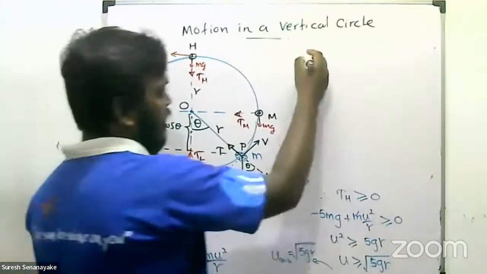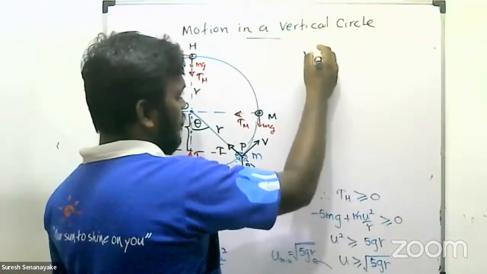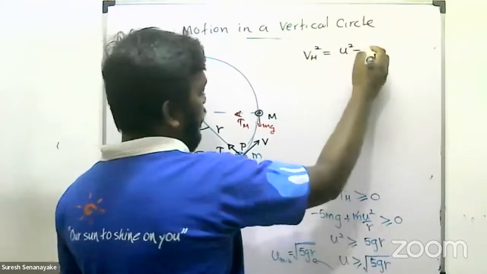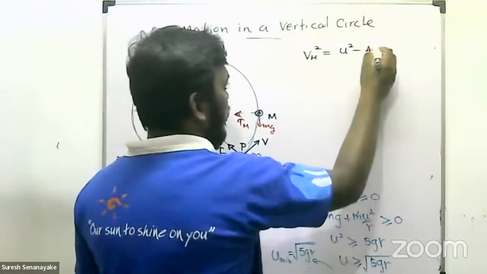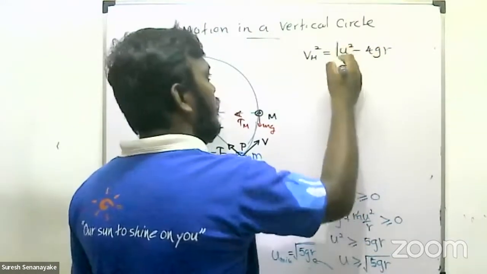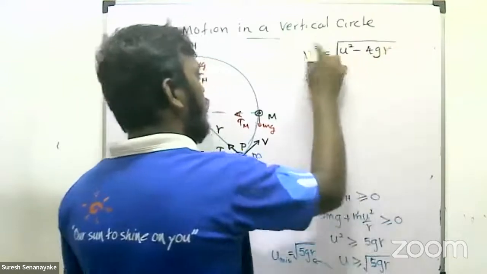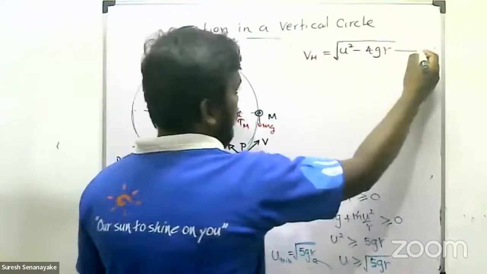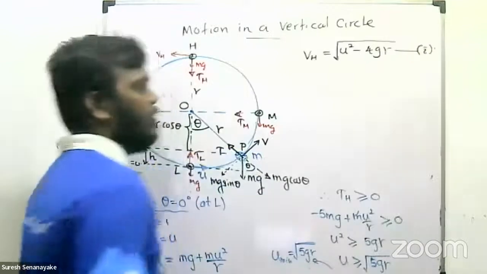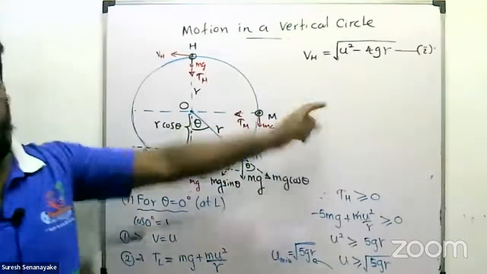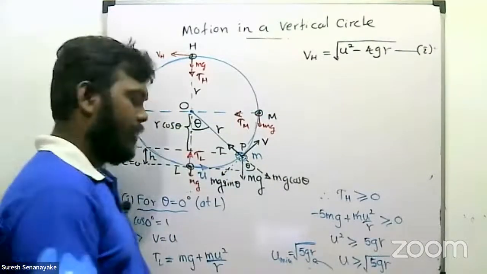Remember, v square equals u square minus 4gr. That equation you can write as Roman number 1. Roman number 1, right?